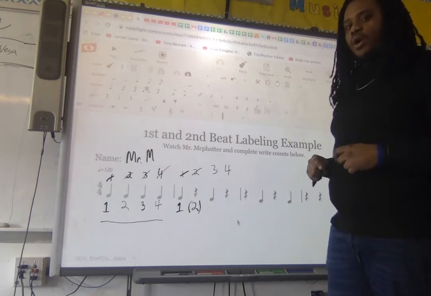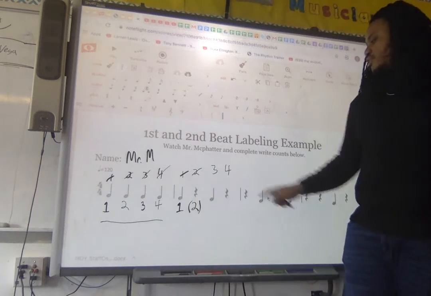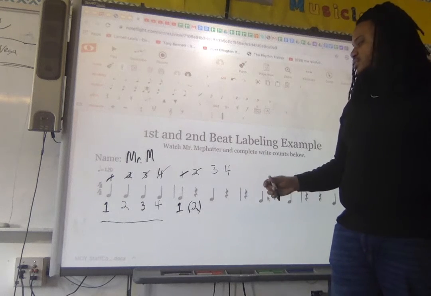Yes, that we're going to be quiet during beat 2. Next, we only have beats 3 and 4 left. And our next note is a quarter note. And this has to get beat 3.